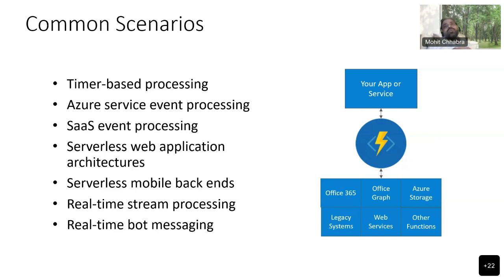Common scenarios. There are different kinds of scenarios. Basically, it can be used for mobile backend. It can be used for event processing. Anyways, any request that comes in, we use it for multiple purposes. Whenever there is a new blob, do something. Whenever there is a new file, do something.